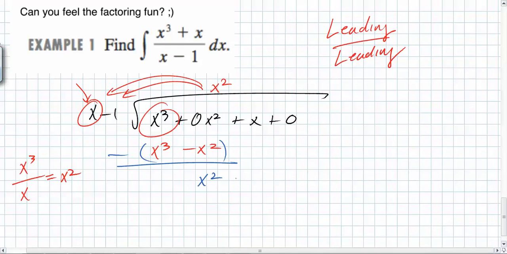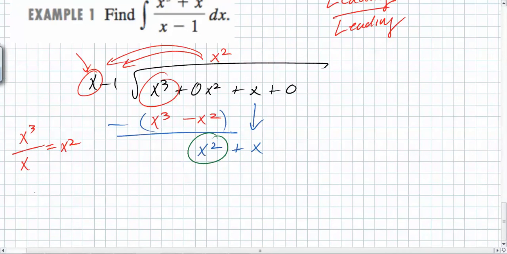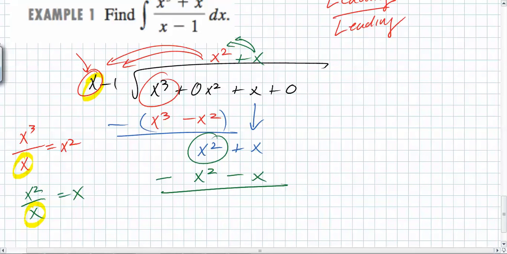And then what do you drop down? You drop down the x. Now what's the leading term? x squared. So now you have x squared over x. It's the same x in both of these bottom cases. So what do you end up with now? Just x. So you plug it right there. x times x squared again. You do both of those multiplications. x times x, so you get x squared minus x, and you have to subtract.